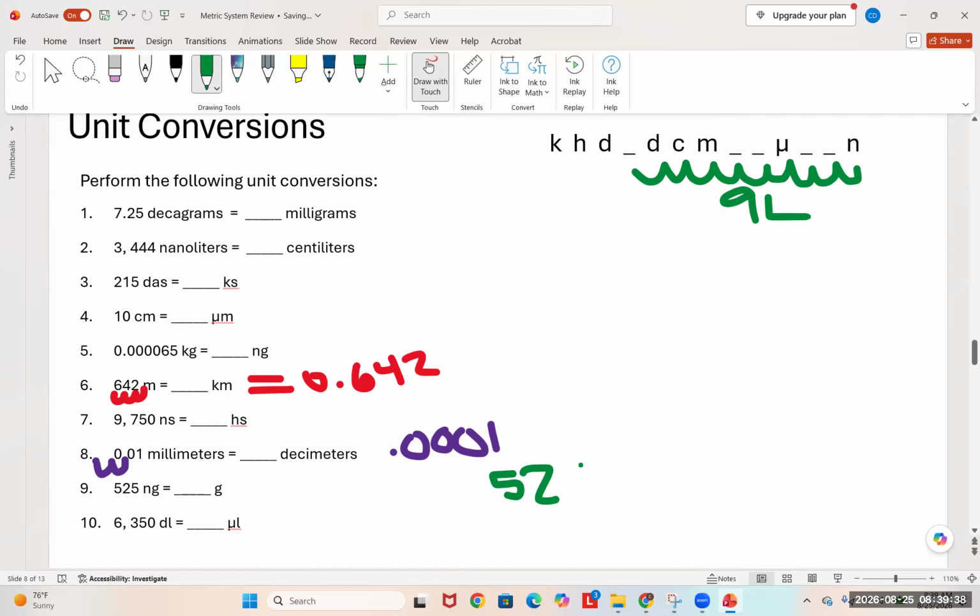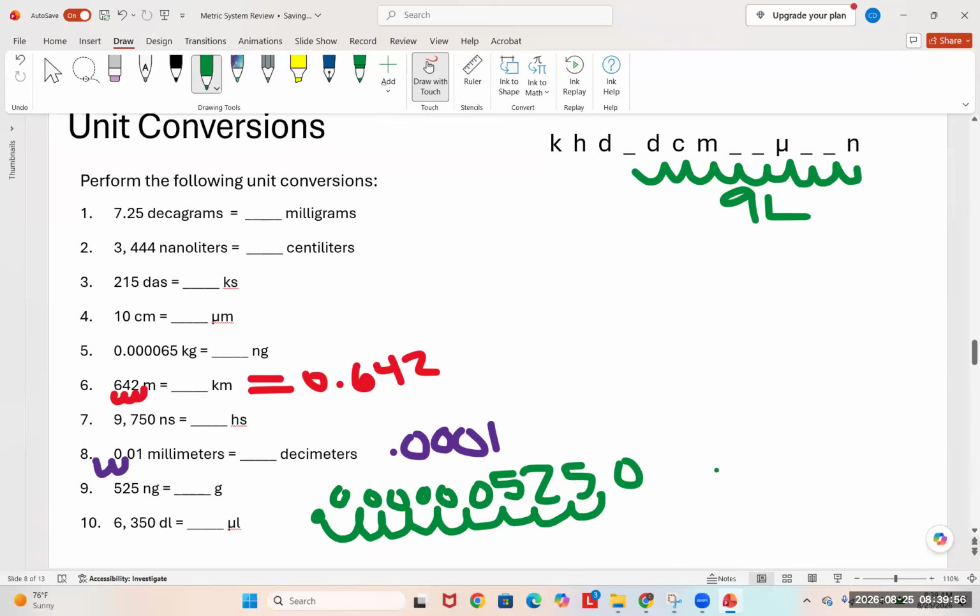So if we're starting with 525.0, we're going to move it over 9. So 1, 2, 3. So we're going to have 6 more zeros. 4, 5, 6, 7, 8, 9. So it's going to be 0.000000525 grams. Remember, when we're moving our decimal to the left, we should end up with a very small number.